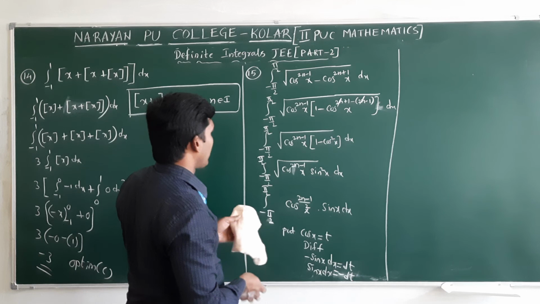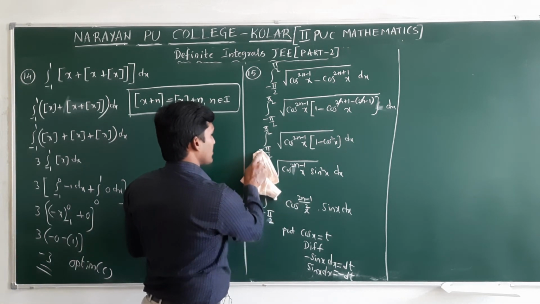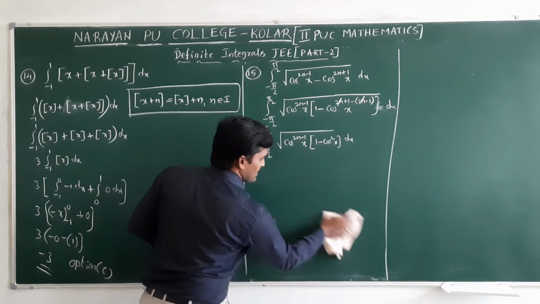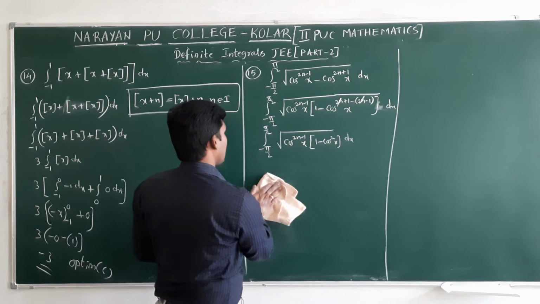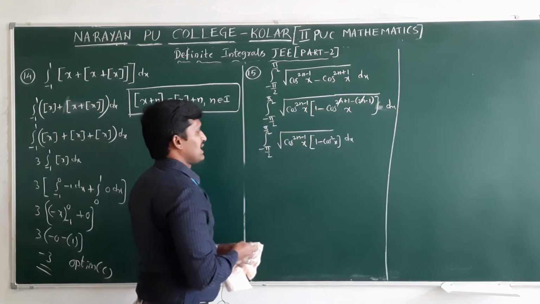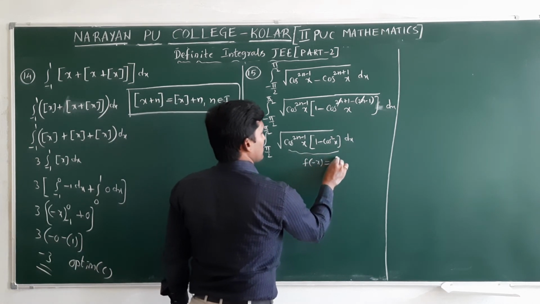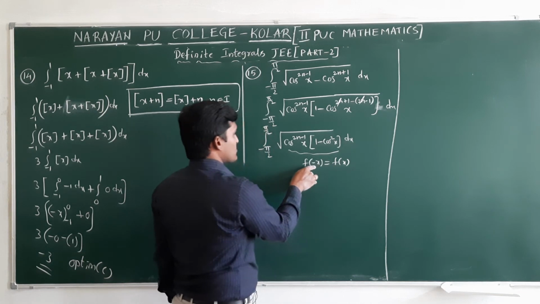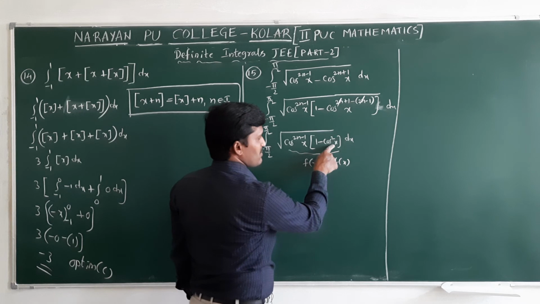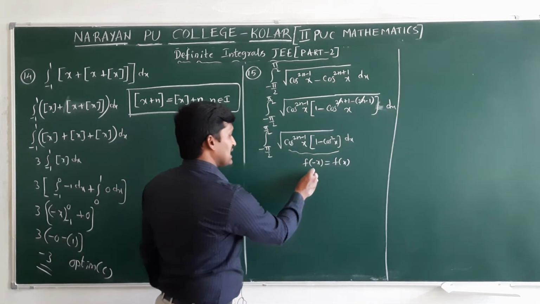Here only we can verify whether it is an even function or odd function, before converting into sine, because by the property, the form integral minus a to a f of x dx is there. How to check this: it becomes f of minus x equals f of x only. The reason: if you substitute minus x in place of x, cos of minus theta is cos theta, so cos of minus x is cos x only. The function remains the same. That's why it is clearly an even function.